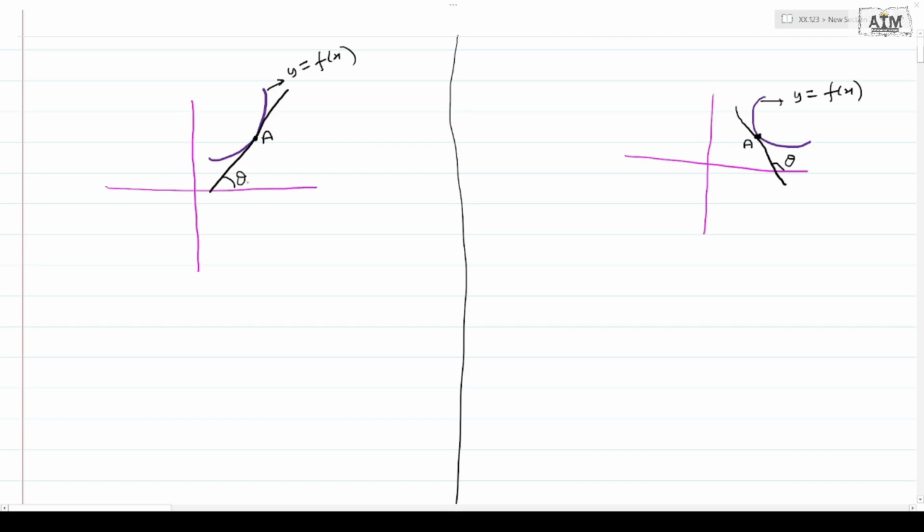Here the inclination of the tangent, theta, is an acute angle, and here the inclination theta, in the right side graph, is an obtuse angle that lies between 90 degrees and 180 degrees. In the left side, theta is an acute angle, less than 90 degrees.